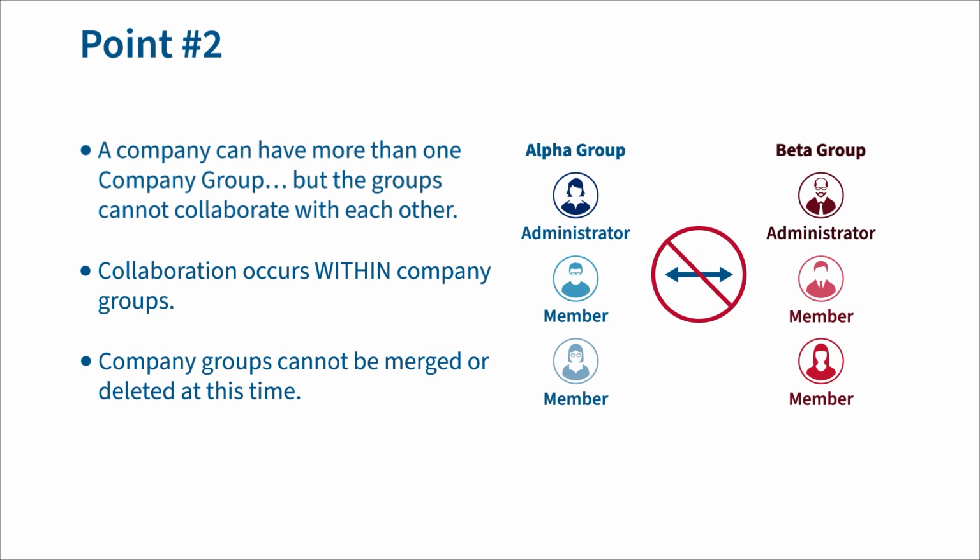If a company decides to create a second company group, it will need to designate another person to be the administrator, and that person will set up the new group. In this example, Beta Group is the second group. The point to remember here is that the members of each group can collaborate only with the people in their group, and Alpha Group and Beta Group cannot cross-collaborate with each other or any other company group.